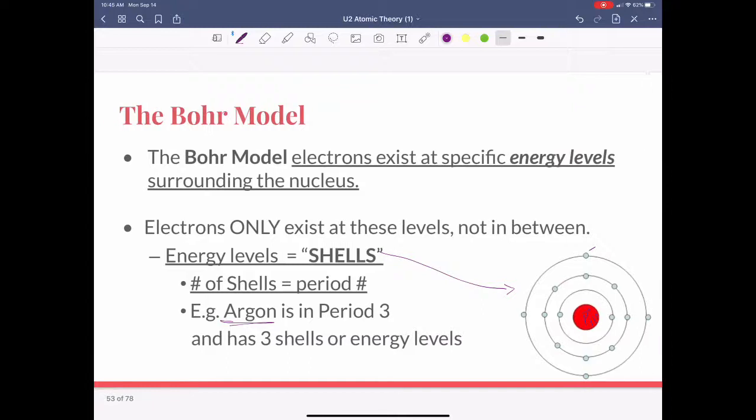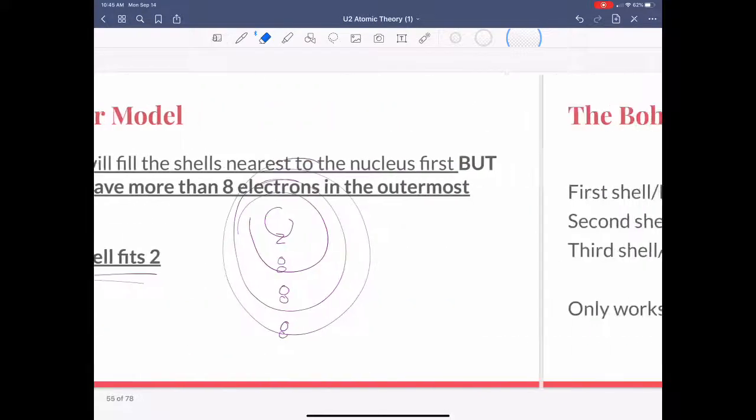If we look back here, notice that our first shell only held 2 electrons. Then our next shell held 8 electrons, and you only put on there how many you need. So here's our 8 electrons in the second shell, and for this atom, I only have 14 electrons. That's why you only see 4 on the outside, because I didn't need all 8. But the max that each shell can hold is 2 and then 8, 8, 8 on out until you fill up your atom.